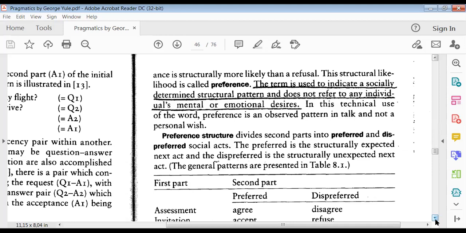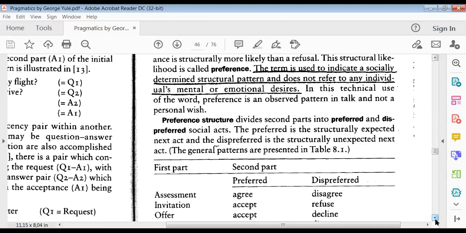So the preferred answer for an invitation is to accept the invitation, but this does not cover all the possible responses to an invitation. It may sometimes be declined. So not all people provide the same response. The responses, or the second parts, are not usually tied to the individual's mental or emotional desires. So, in this technical use of the word, preference is an observed pattern in talk and not a personal wish.